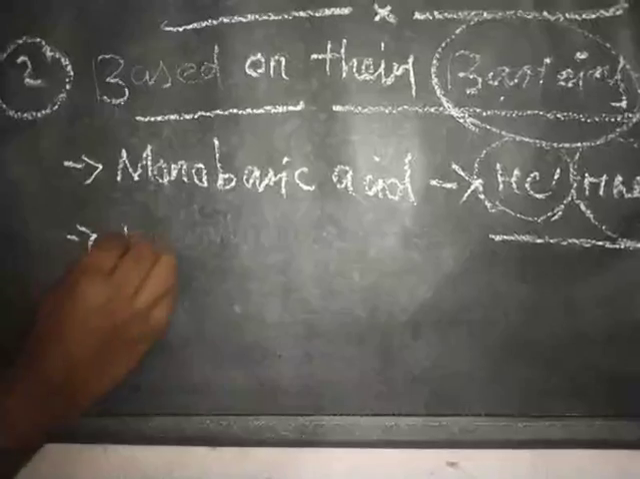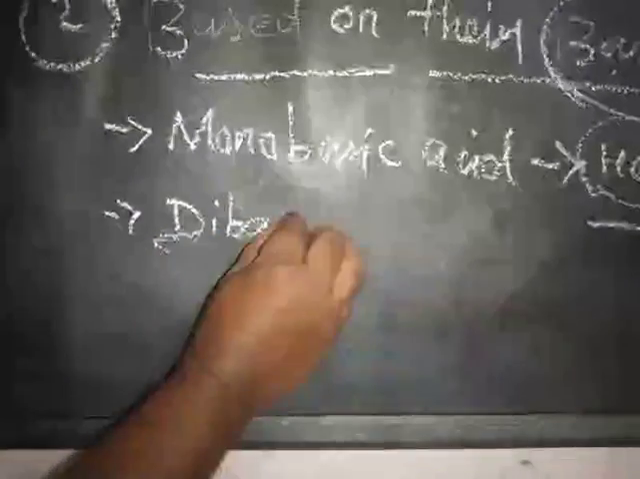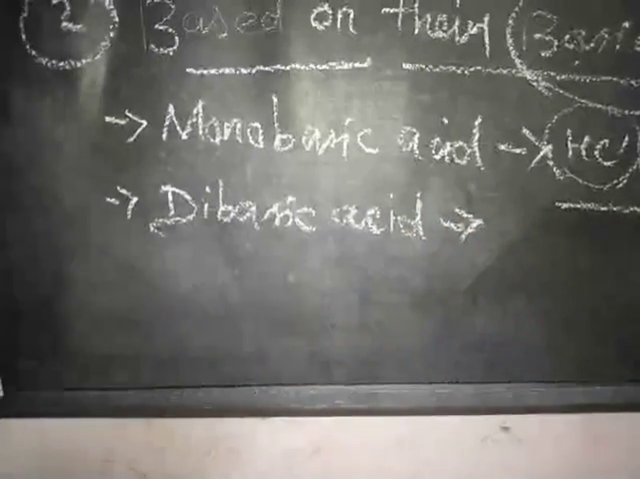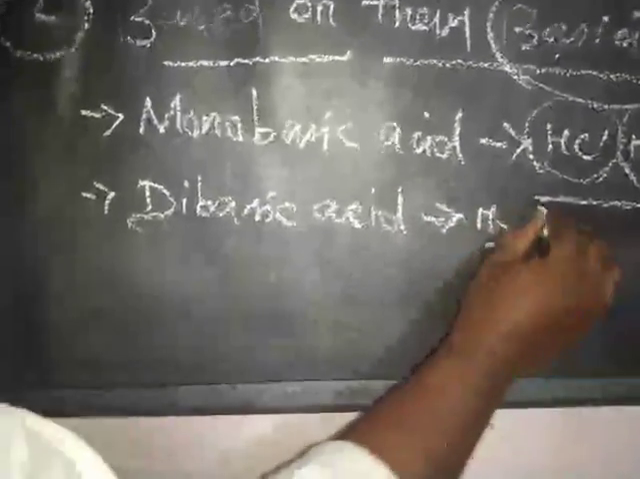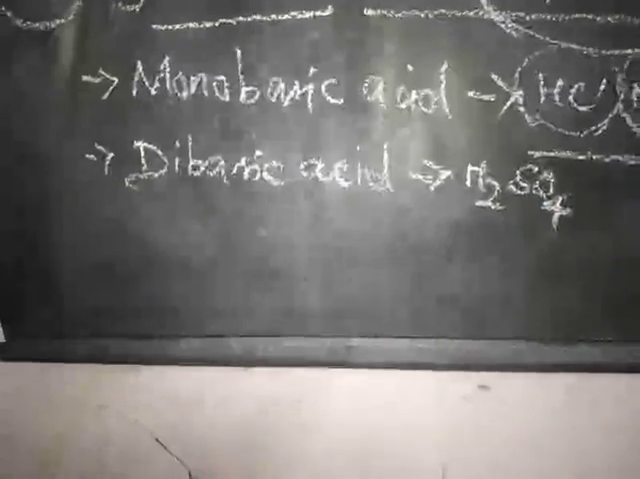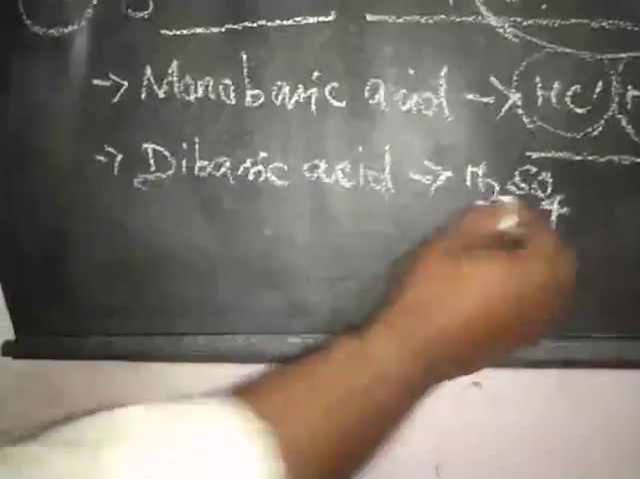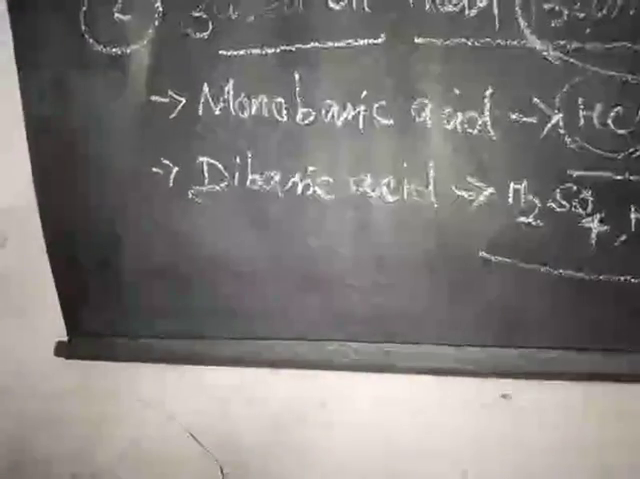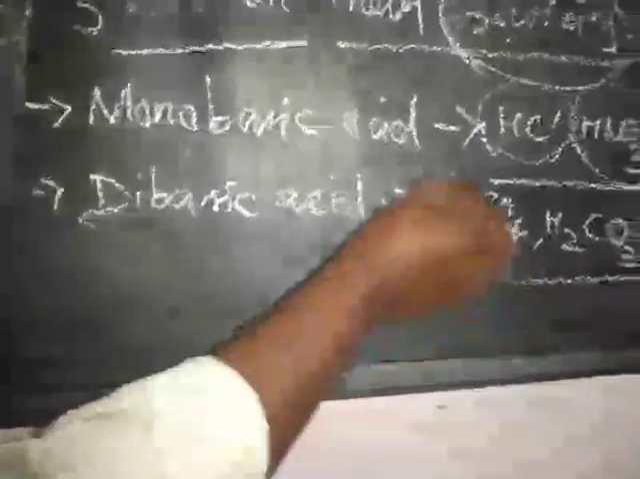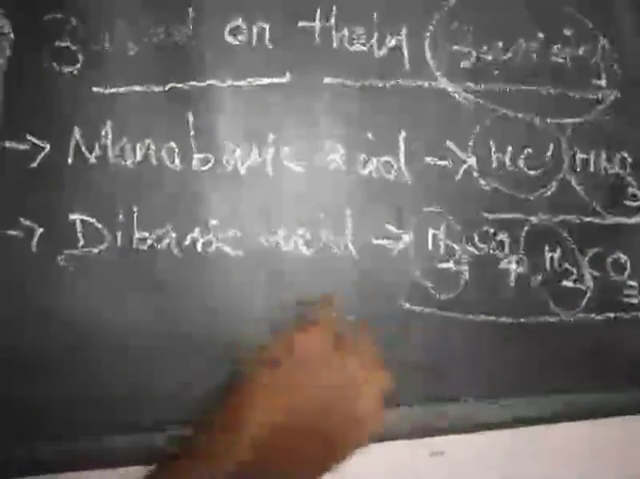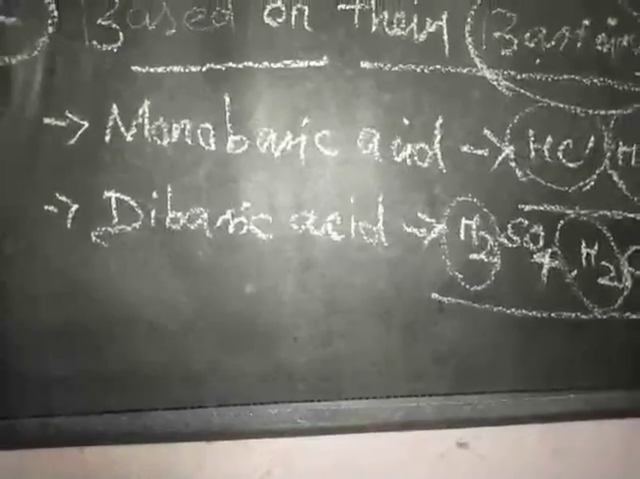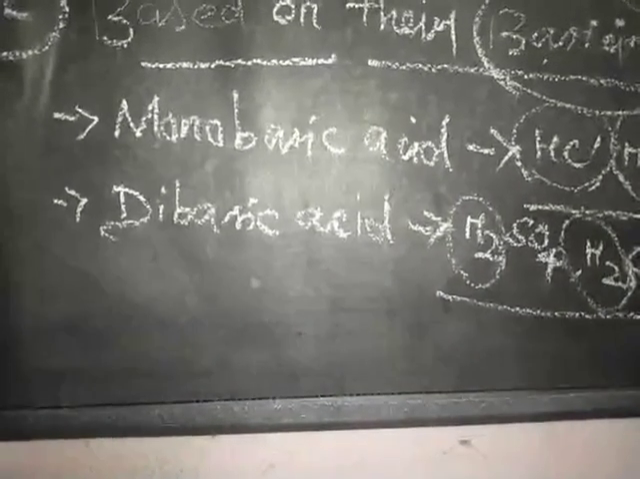Second one, dibasic acid. Dibasic acid contains how many replaceable hydrogen atoms? 2. H2SO4 and H2CO3, carbonic acid. These two acids contain how many replaceable hydrogen atoms? 2. So these two acids are examples of dibasic acids. Next one, tribasic acids.